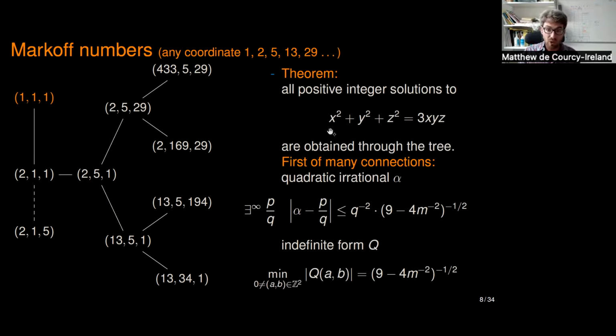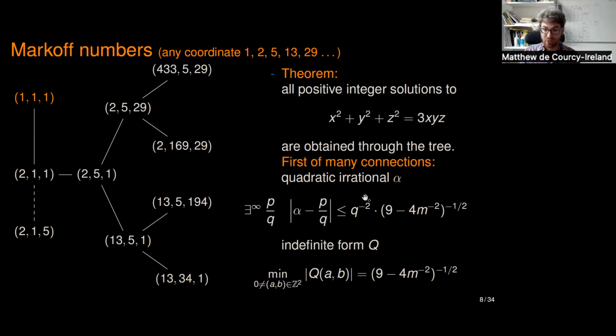So if you only care about the positive integer solutions, then they all come from a single one of these four trees. The Markov numbers are just any coordinate of a Markov triple. So 1, 2, 5, 13, 29, those are all Markov numbers. And Markov made the first of many connections between these Markov numbers and other things in mathematics.